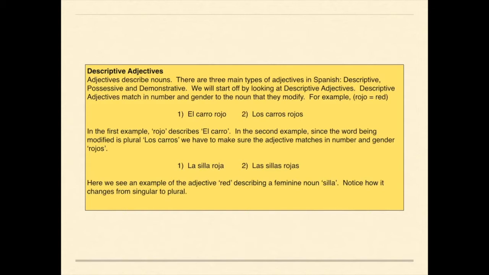In the first example, rojo describes el carro. In the second example, since the word being modified is plural, los carros, we have to make sure that the adjective matches in number and gender. Rojos. Okay? Now, some other examples. La silla roja and las sillas rojas. Here we see an example of the adjective red describing a feminine noun, silla. Notice how it changes from singular to plural. Alright?